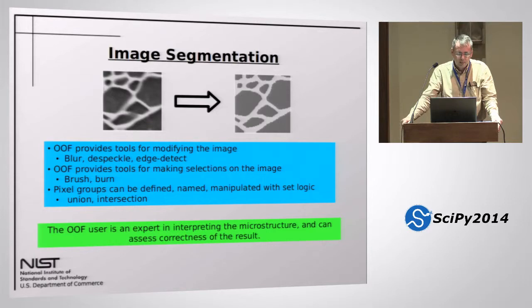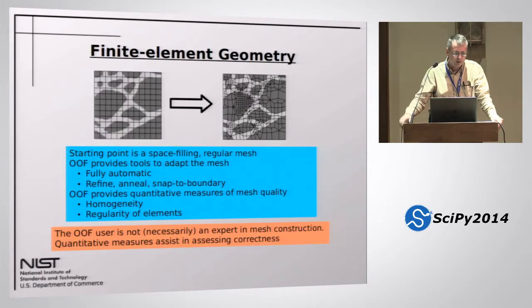The UF user is really good at assessing a good segmentation. If you give them a segmentation, they can say quickly, yes, that's right, or no, that's not right. But they may not be image processing experts themselves. So the idea is to provide them with a variety of tools that can get them where they need to be, and it's up to them to recognize when they've gotten there.